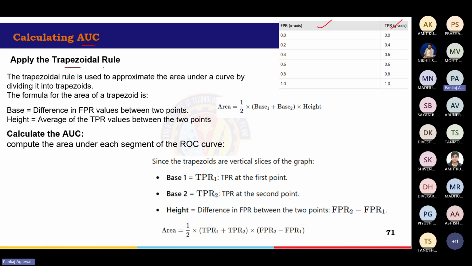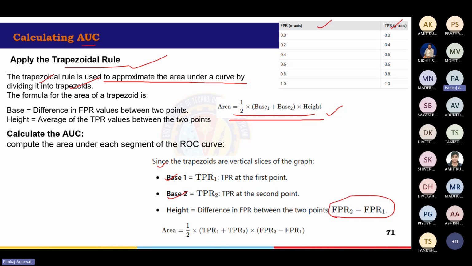We call it the trapezoidal rule. Just forget about the formulas and take it as it is. The trapezoidal rule is applied to approximate the area under the curve by dividing it into different trapezoids. Just understand how it is used. While calculating the AUC, there would be base 1, base 2, TPR1, TPR2, and this is how the height would be calculated. I'll explain how this is done.